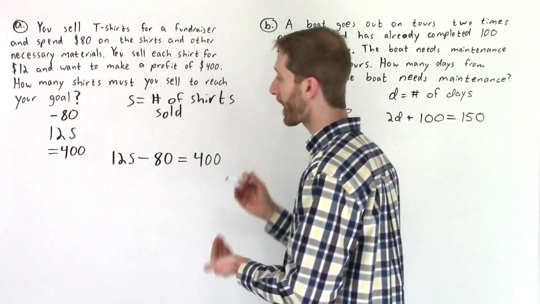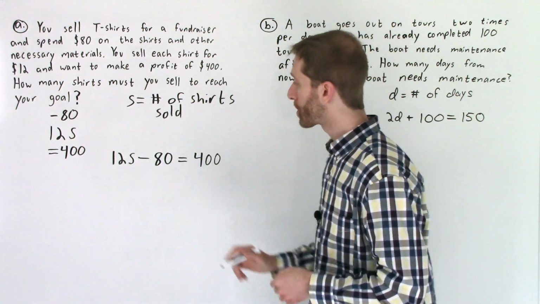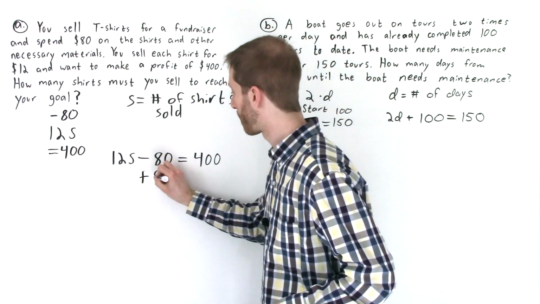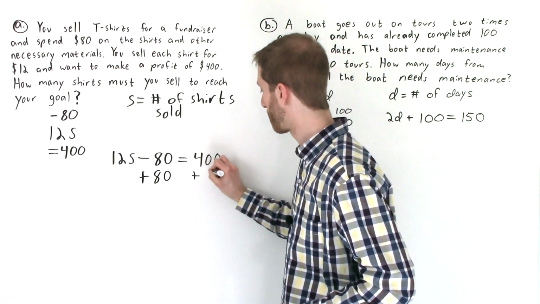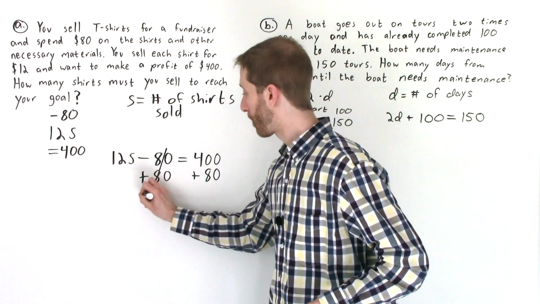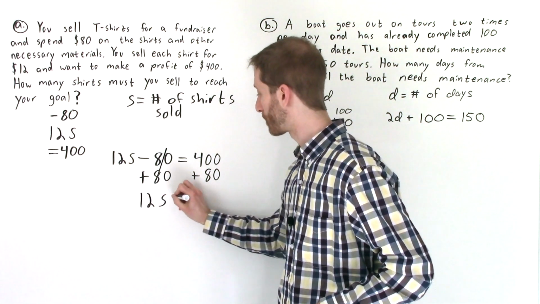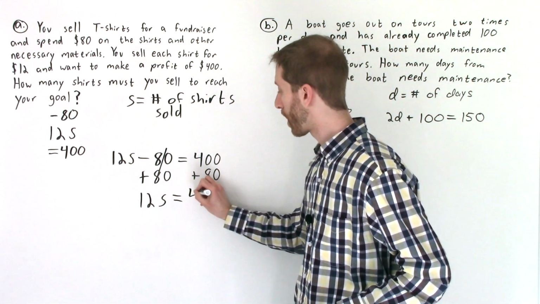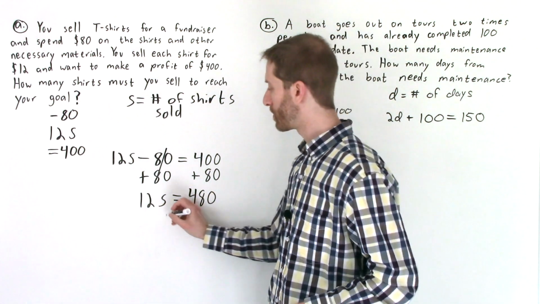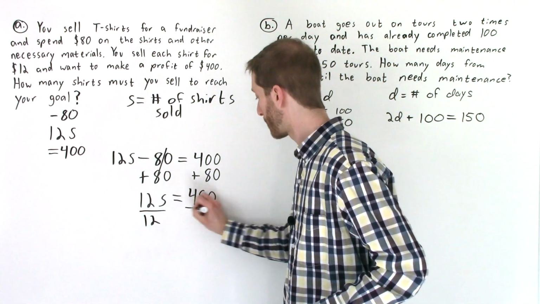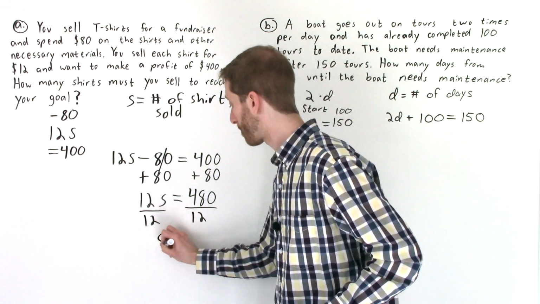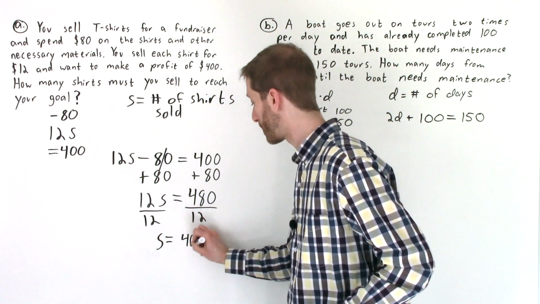So now we go back and we solve everything out. So I undo the order of operations here by adding 80 to both sides, just solving a two-step equation. And what I have remaining now is that this cancels, and we're left with 12S, the number of shirts, equals $480. Then I divide both sides by 12 to undo the multiplication by 12, and 480 divided by 12 is 40. So the number of shirts we must sell is 40 shirts.